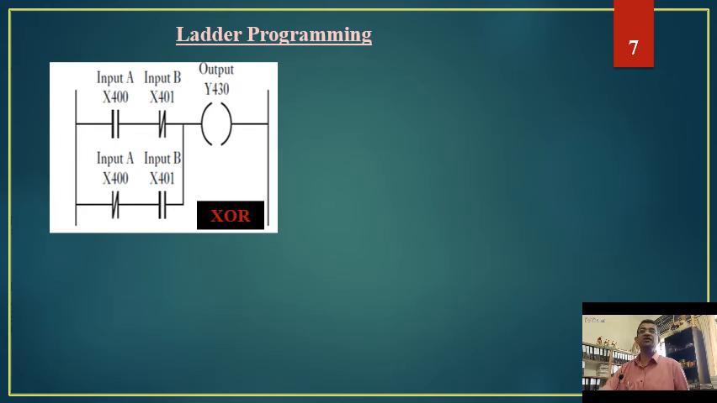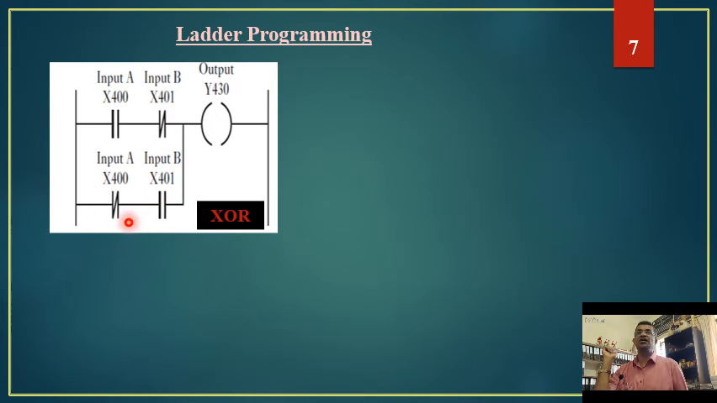So here we have one more example, that is an XOR, exclusive OR gate. This ladder program we have already seen in lecture 5. Now in this particular lecture we have to see how to convert this into an instruction cycle or instruction set. Here basically there are two branches with two inputs. First input is input A, other input is input B. In this particular branch we have input A at X400 and input B at X401.